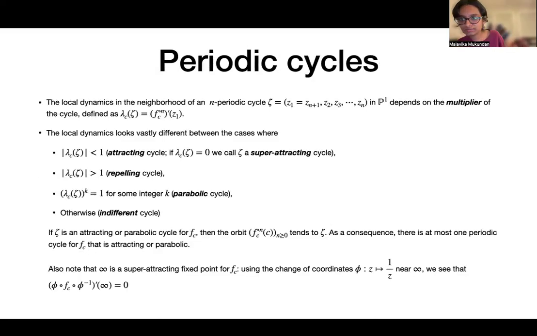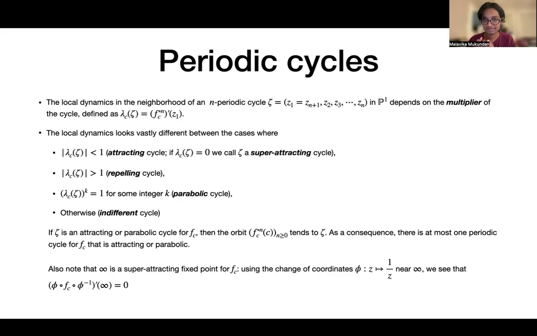So that's about non-escaping sets. Periodic cycles can behave differently based on certain invariants of that cycle. You can have cycles that attract points around them. That's an attracting cycle. You can have cycles that repel, that act as sources. They repel points around them. That's a repelling cycle. You can have other types of cycles and so on. Generally, the local dynamics around an n-periodic cycle depends on a number called the multiplier of the cycle.